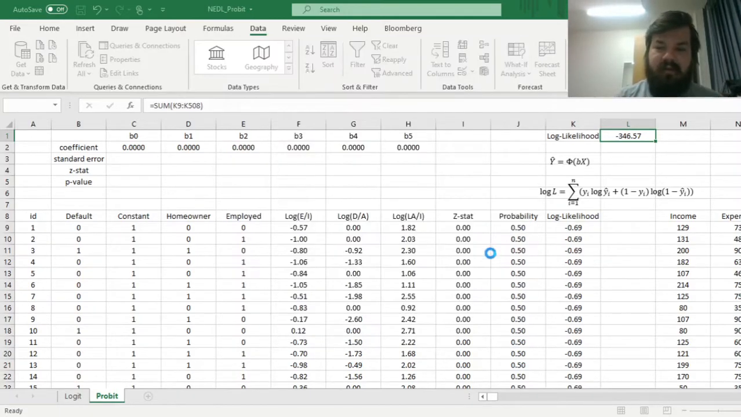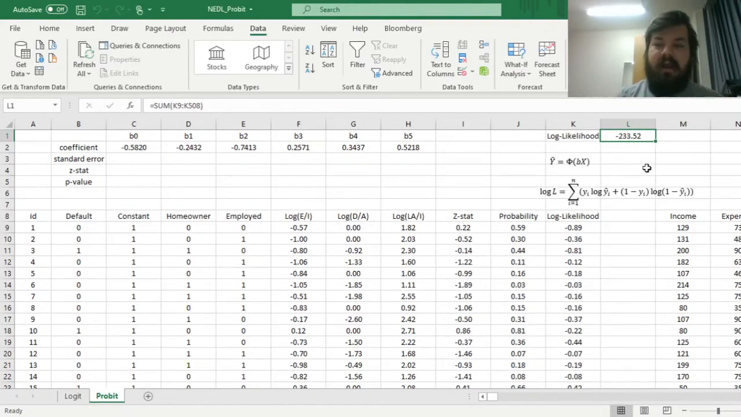So we can click solve and wait until the algorithm arrives at the optimal solution, and we see that our log likelihood has increased by more than 100, and it's now sitting at minus 233.5. And don't worry that this is negative. The absolute value of the log likelihood doesn't really tell you much. It's only in comparison to some other value that you can generate some inferences from it.